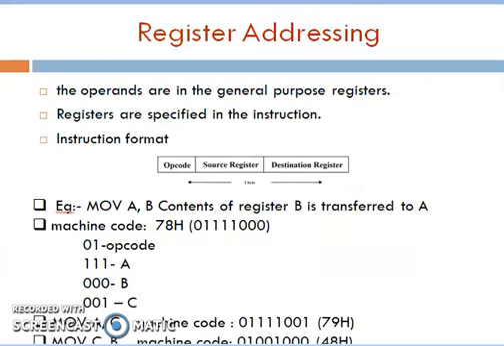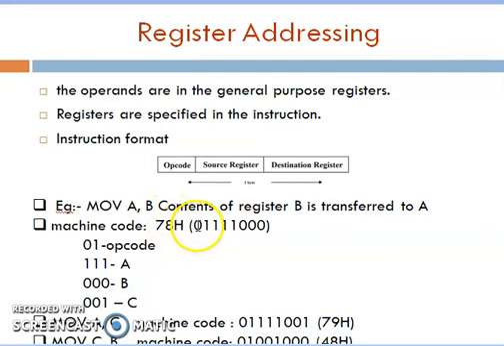Next category is register addressing. The operands are in the general purpose registers. The instruction format of register addressing is opcode followed by source register, again followed by destination register. But all these three require only one byte. For example, consider the instruction MOV A, B. The contents of register B is transferred to register A, the accumulator. The operation code or machine code corresponding to MOV A, B is 78H.